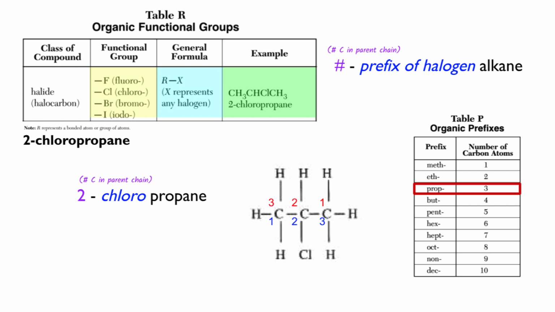So off of carbon number 2 comes a chlorine atom, and that is how I can tell that I have 2-chloropropane. If chlorine was substituted for an F, I would have 2-fluoropropane. If it was a Br, I would have 2-bromopropane. If it was an I, I would have 2-iodopropane.